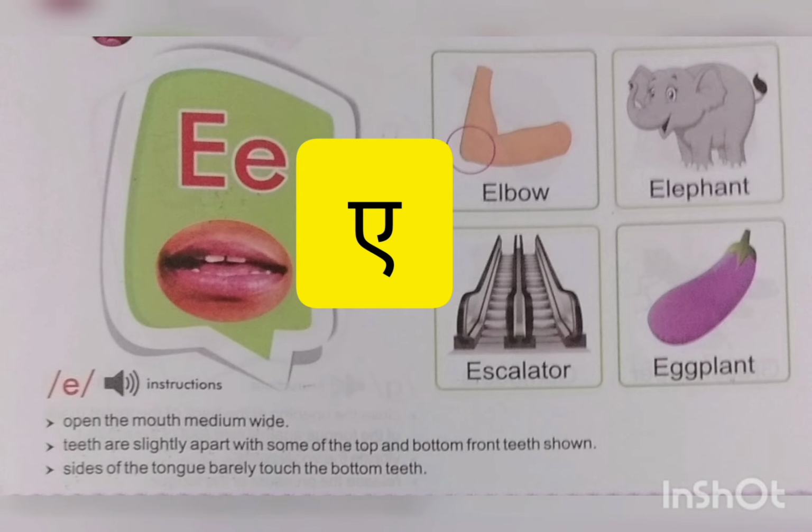E for elbow, E for elephant, E for escalator, E for eggplant.